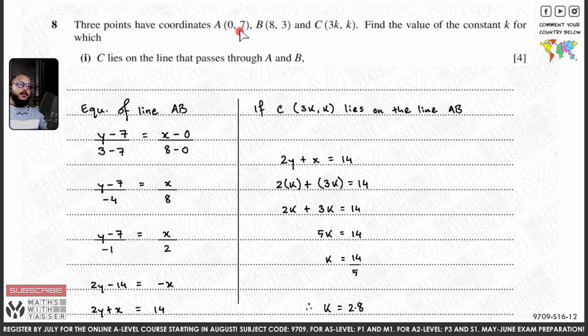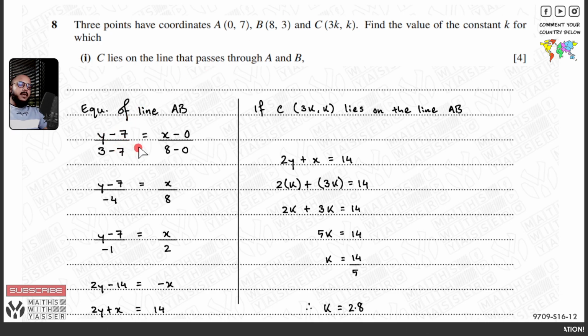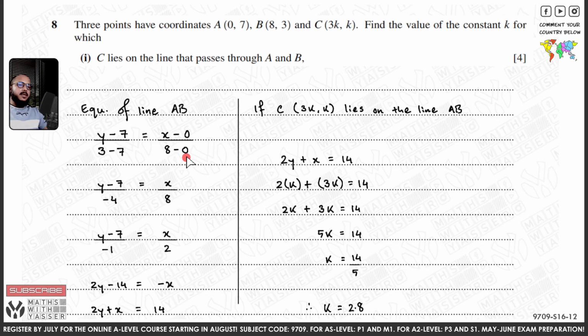And since we have 2 points, both of the points A and B are known, we can use the formula (y minus y1) over (y2 minus y1) equals (x minus x1) over (x2 minus x1) to get the answer easily. We simply need to substitute these coordinates into the formula. So (y minus 7) over (3 minus 7) equals (x minus 0) over (8 minus 0). So that gives us (y minus 7) over negative 4 equals x over 8. So (y minus 7) over negative 1 equals x over 2.